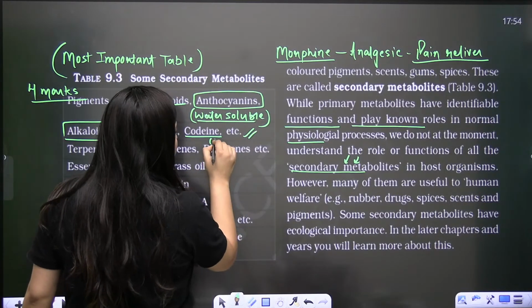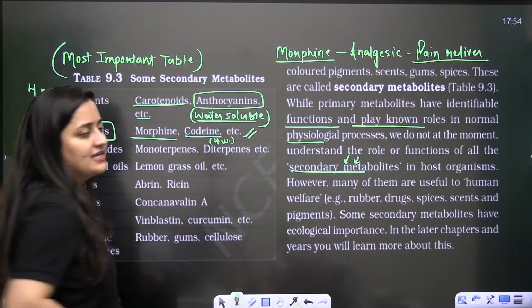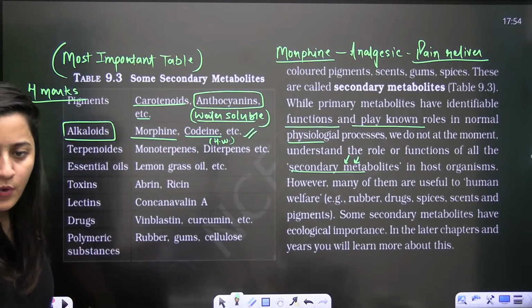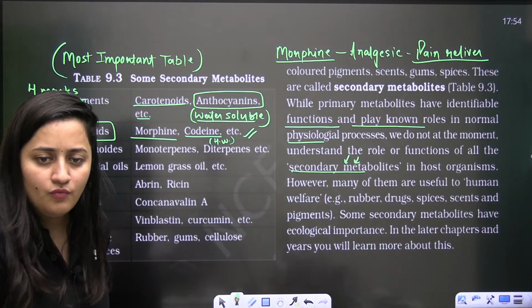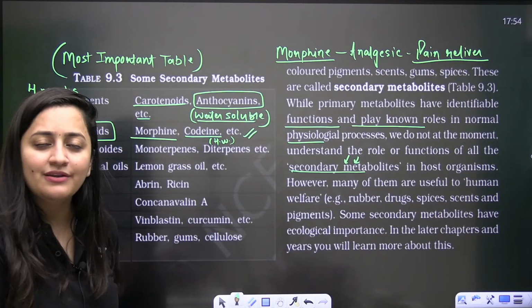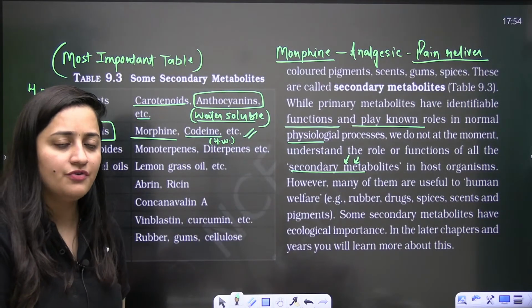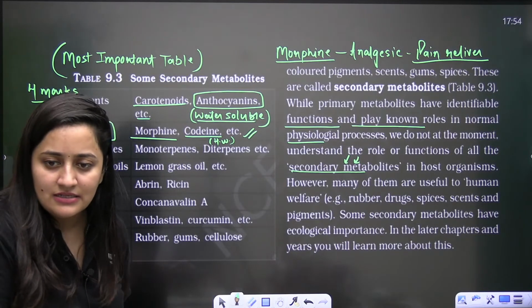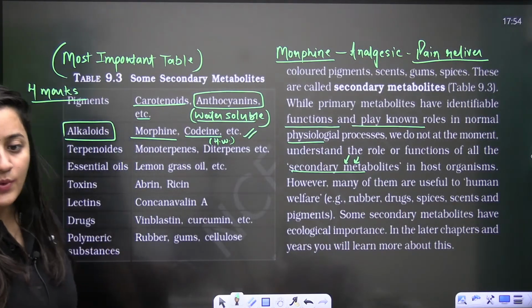So that's your homework. You will write it down in the comment section. Who's going to do the homework? The role of codeine. Morphine, I told you, is a pain reliever, used in surgeries and for the preparation of various drugs. Okay, I'll wait.